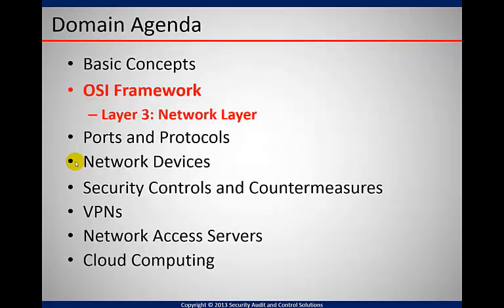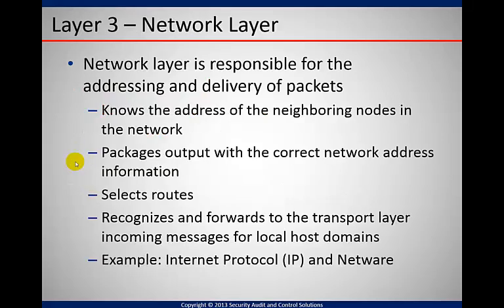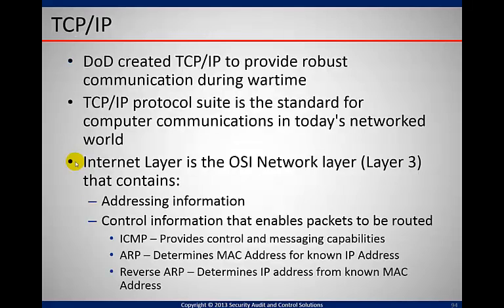In the next layer, when we look at the network layer, that's layer 3, it is the network layer. It is responsible for addressing and delivery of packets. It knows the address of all neighboring nodes in the network. Packages output with the correct network address information. It selects the routes. It recognizes and forwards to the transport layer incoming messages for localhost machine domains. Example, IP protocol and NetWare IPX.